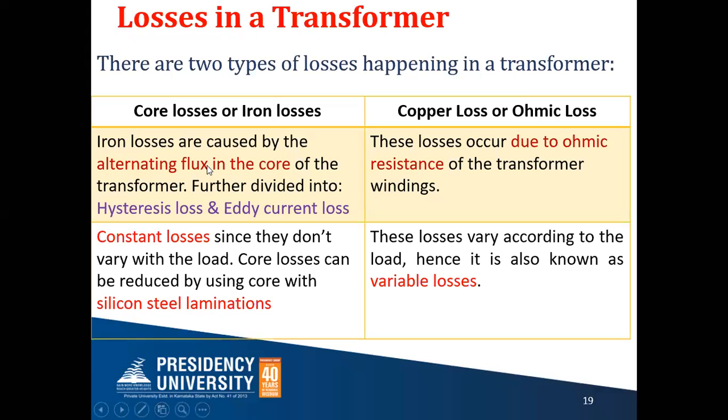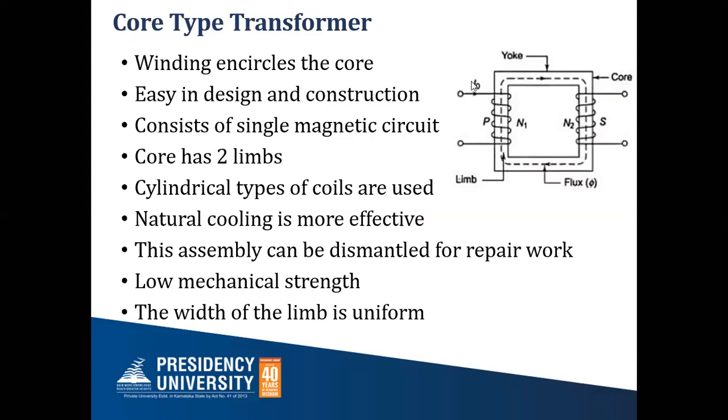In a very simple way, I will take this structure. I'm taking a core type structure and giving one input supply. The nature of the input supply is AC, an alternating one, and we are applying it through the primary winding. So this primary winding carries a current that is alternating, because the input voltage is alternating, so the current is also an alternating one.